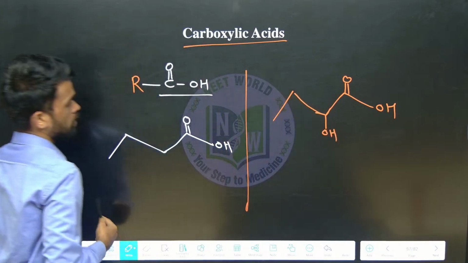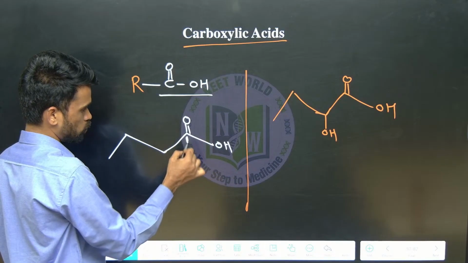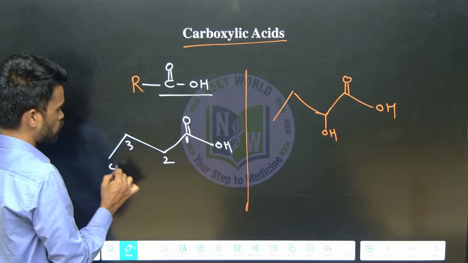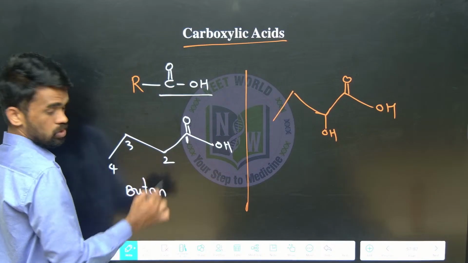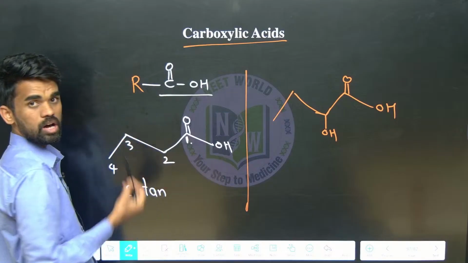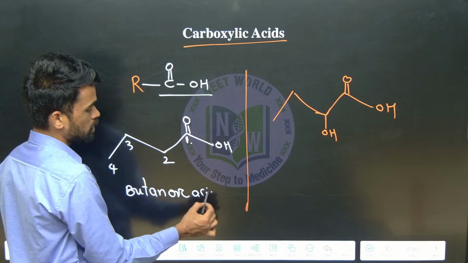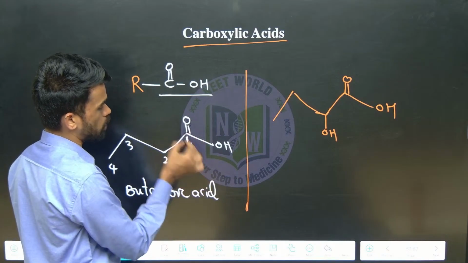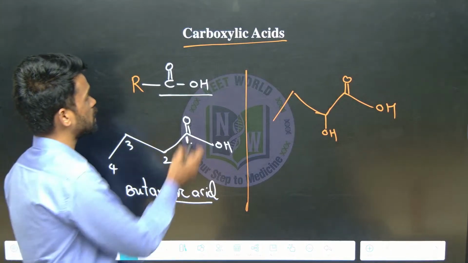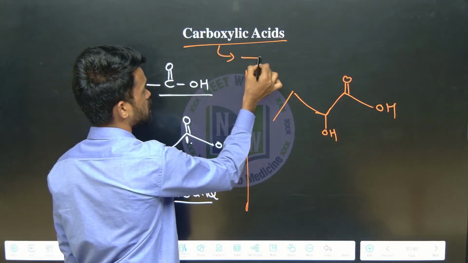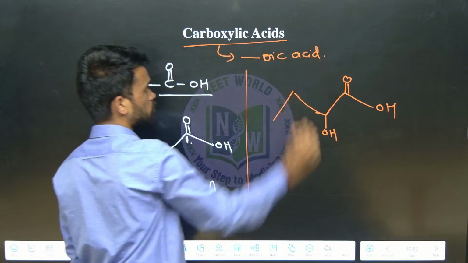Like this I am saying. See, the functional group is here now, so start numbering from here: 1, 2, 3, 4. So 4 carbons means butane, okay? First position carboxylic acid, butane oic acid. So when you count the carboxylic acid group carbon also, the name of the compound should end with a suffix. For the carboxylic acid it is oic acid. What is this? Oic acid, okay?